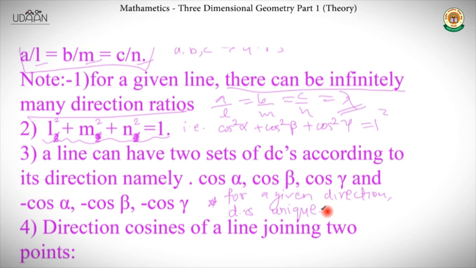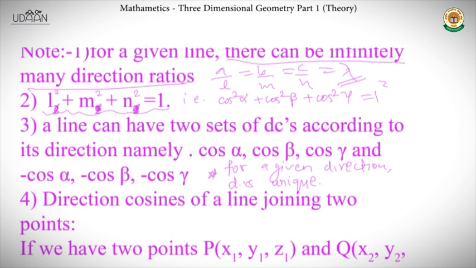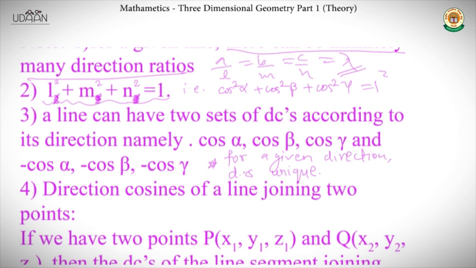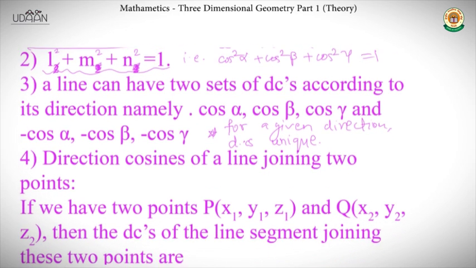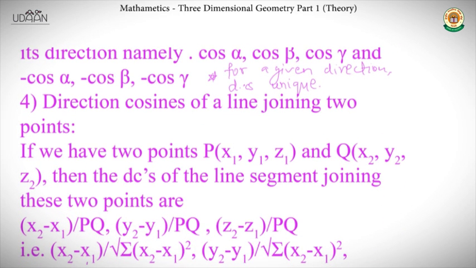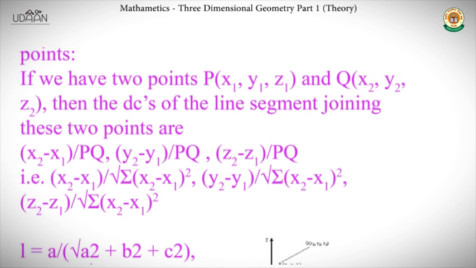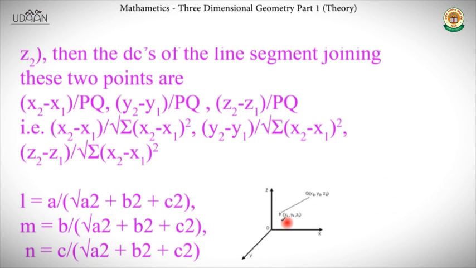So now moving on, the next point is direction cosines of a line joining 2 points. We are given 2 points, P (x1, y1, z1) and Q (x2, y2, z2). These are the ends of a line segment. Now we need to find the direction cosines of the line PQ.